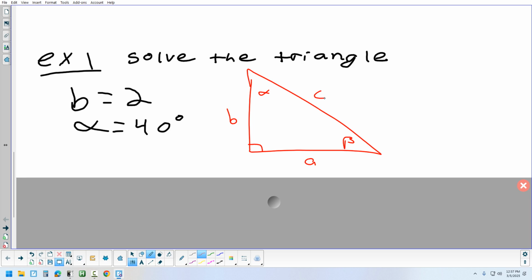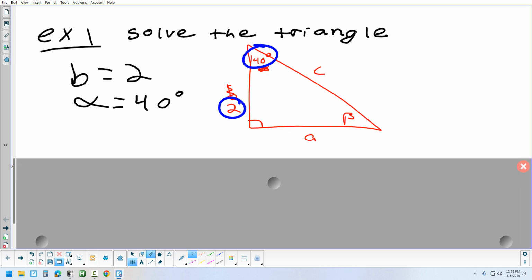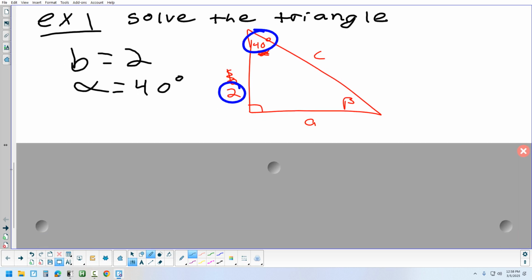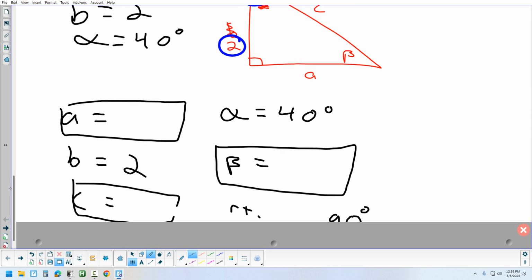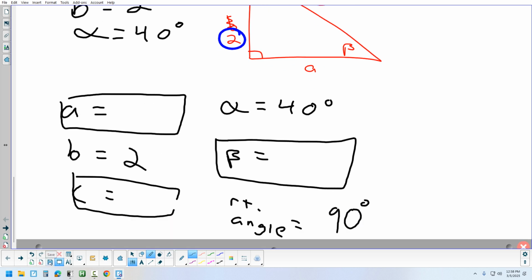So B we know is 2, so label that side 2, and alpha we know is 40 degrees. These are the 2 pieces of information that are given. Question on the diagram? We can find the other acute angle. Yep, so now we're going to make a table and we're going to start writing down things we can figure out. So I wrote down the 3 sides on the left, the 3 angles on the right, and what we have is case 1. That's the case where you know a side and an angle.